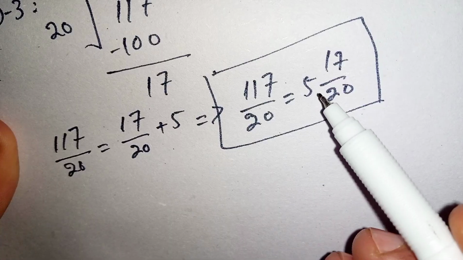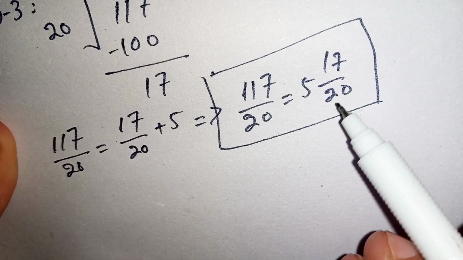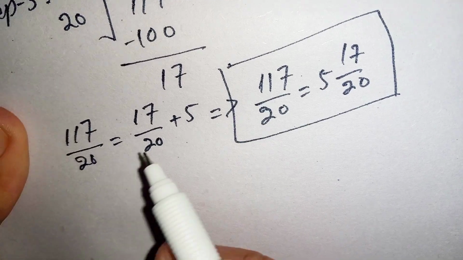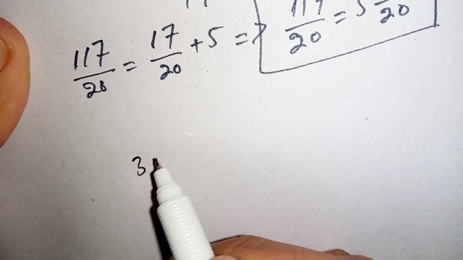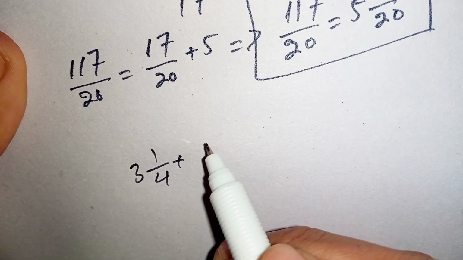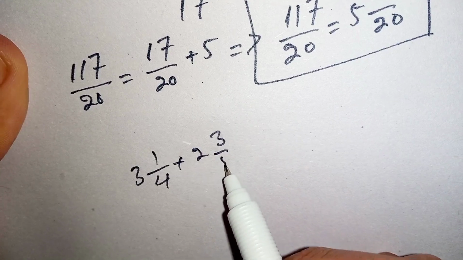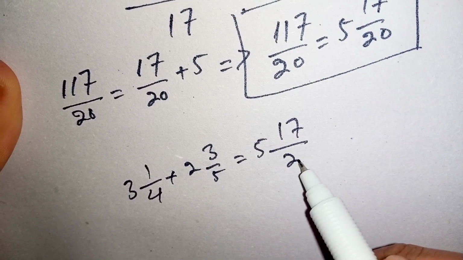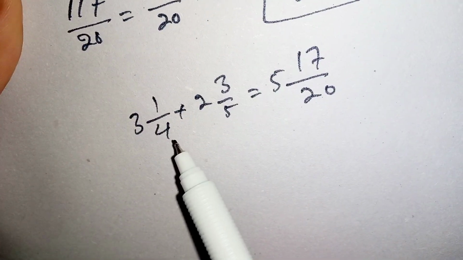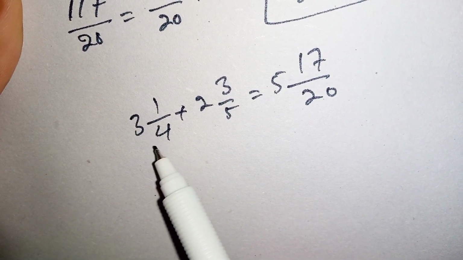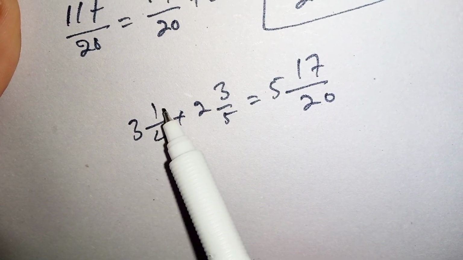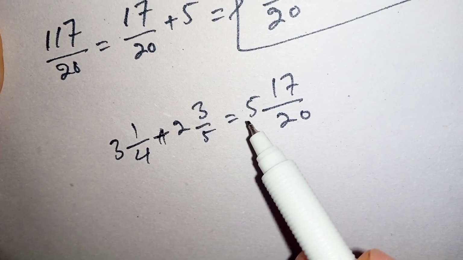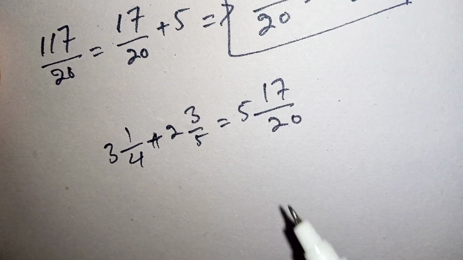Now we will write 5 and 17 over 20 in the form of the addition of the mixed numbers that we add up. So we will write 3 and 1 over 4 plus 2 and 3 over 5 is equal to 5 and 17 over 20. So that is the final answer, that we add the mixed numbers with different denominators, 3 and 1 over 4 plus 2 and 3 over 5, which is equal to 5 and 17 over 20.